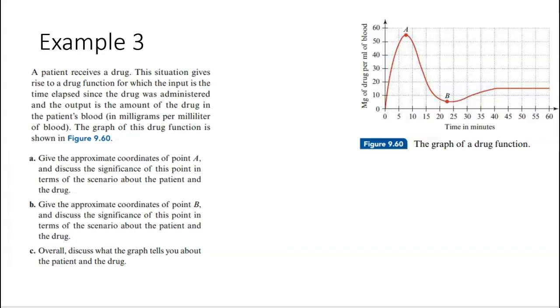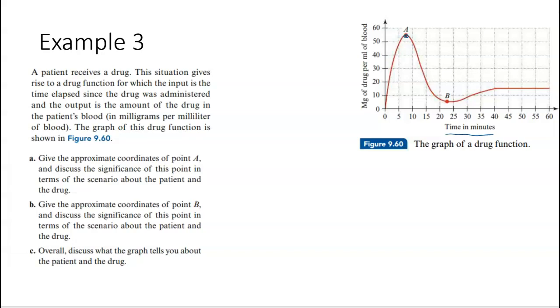Let's do another example together. A patient receives a drug. This situation gives rise to a drug function for which the input is the time elapsed, so the time in minutes, since the drug was administered, and the output is the amount of drug in the patient's body. The graph of the drug function is shown. Give the approximate coordinates of point A and discuss the significance of this point in terms of the scenario.